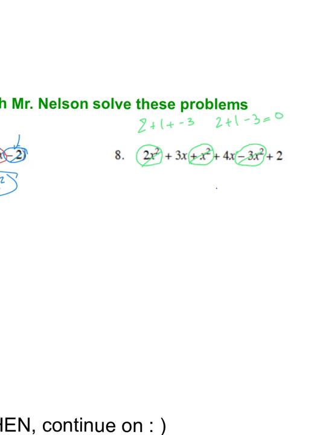Then I have a 3x and a 4x. 3 and 4 together equals 7x. And finally, I have a +2. And again, I can't put that together with anything else because the x tiles and the single tiles are not the same.